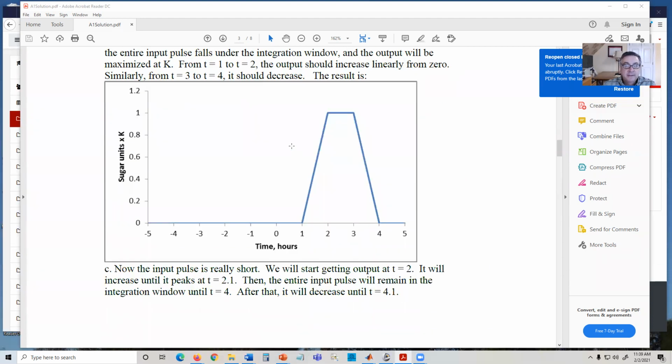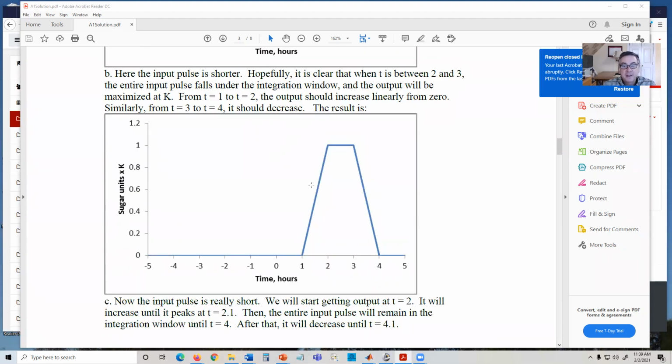For part B, you do the same kind of thing, but we have a shorter input pulse, and so we're going to see something like this.